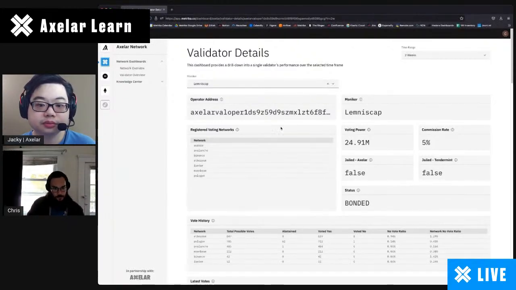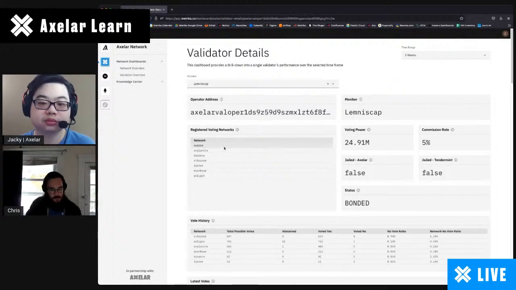The validator drill down is intended to let you look at a specific validator and understand its performance at a much more granular level. So at the top here, we basically have some information that tells you who's running this validator, some of the stats we looked at on those overview tables, and whether or not it's jailed. And we also have the registered voting networks here. As we've been mentioning, a big part of running an Axelar validator is actually running nodes on these external chains to confirm events. And that's why it's a bit more involved than running a validator on a lot of other networks.